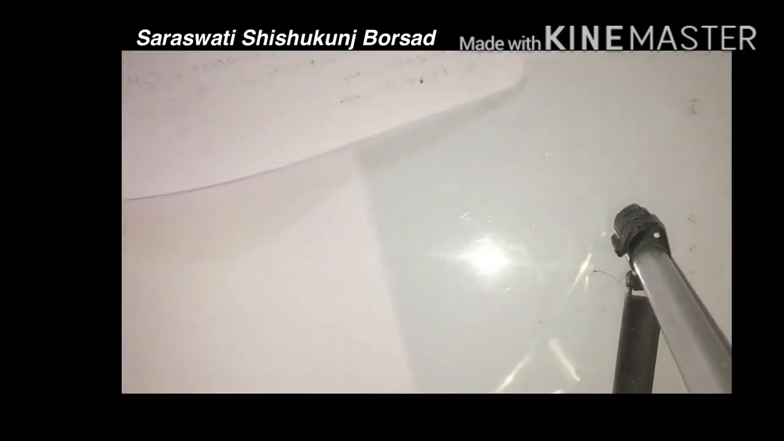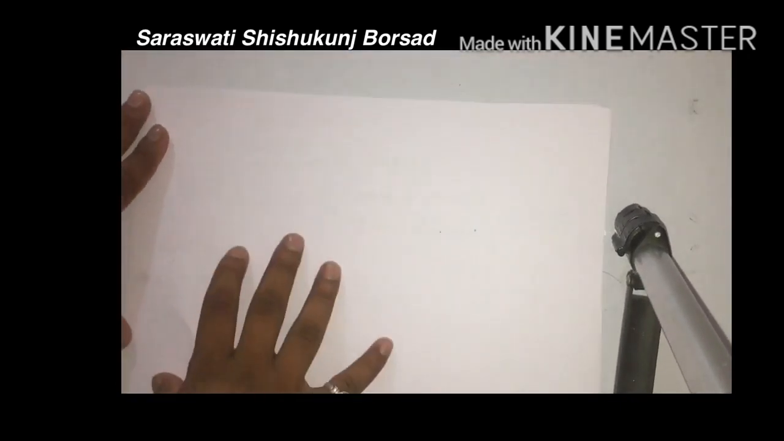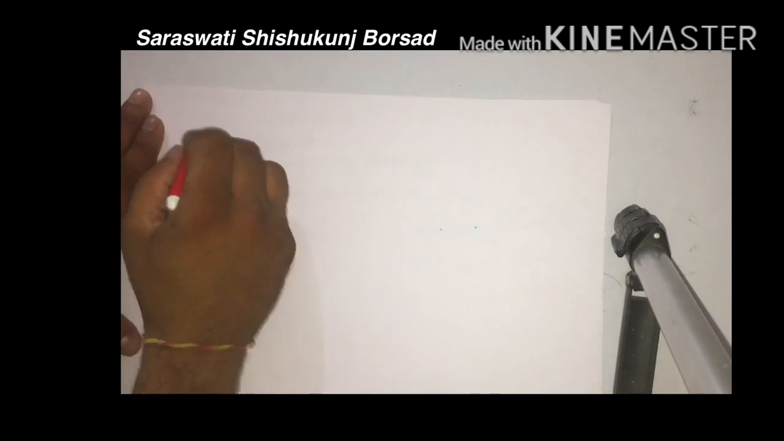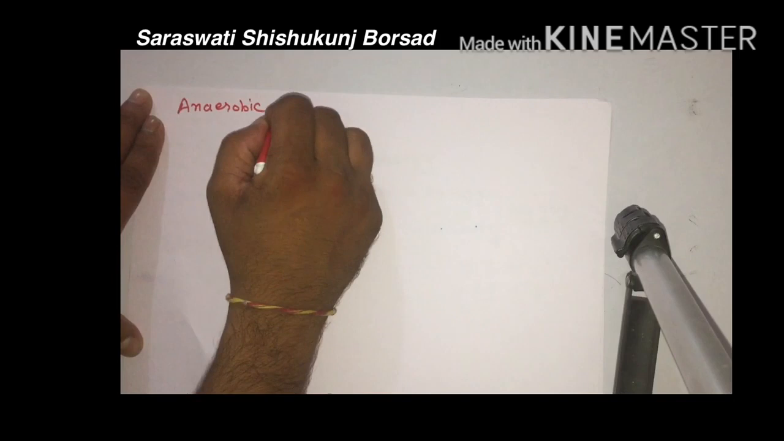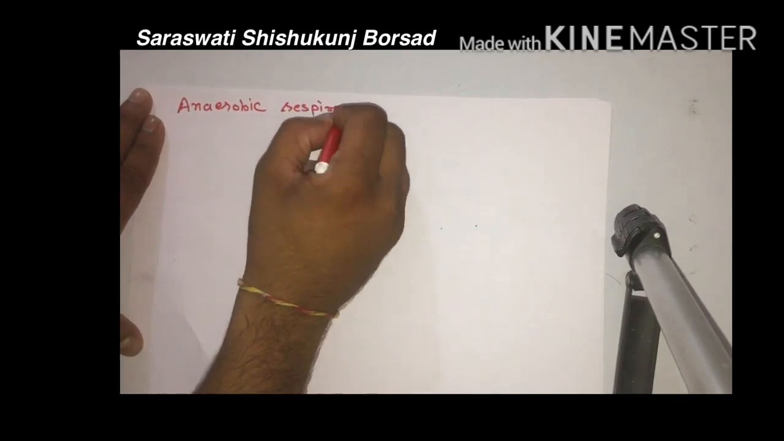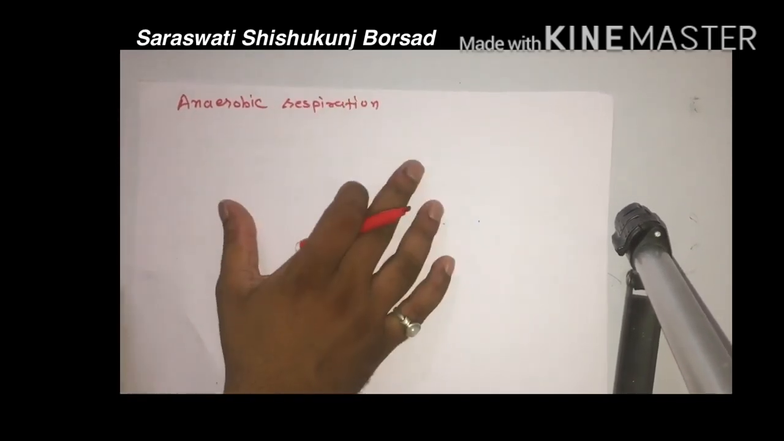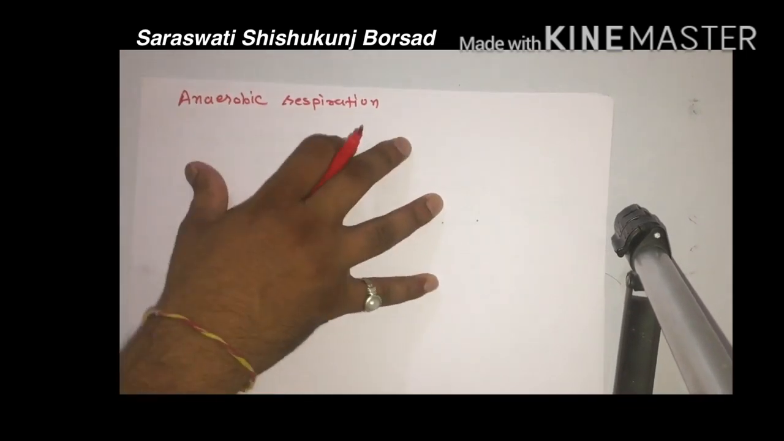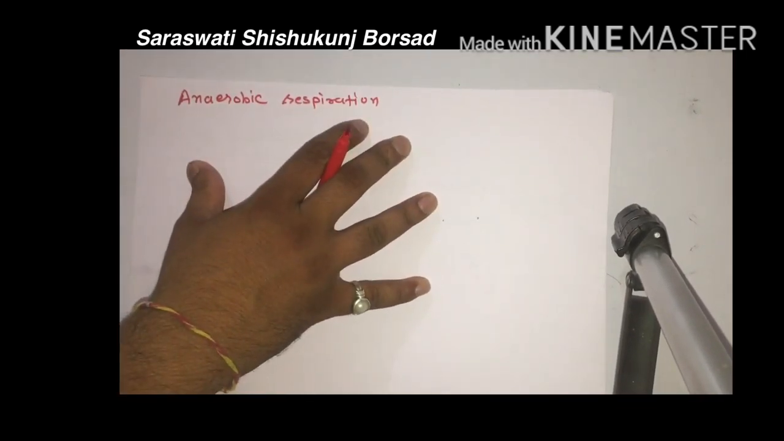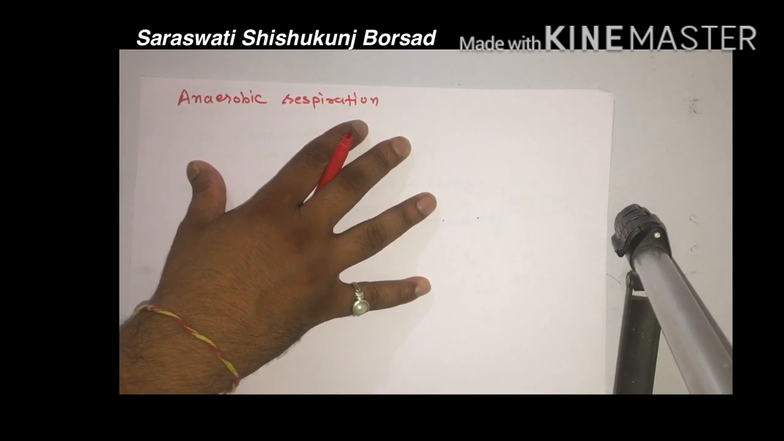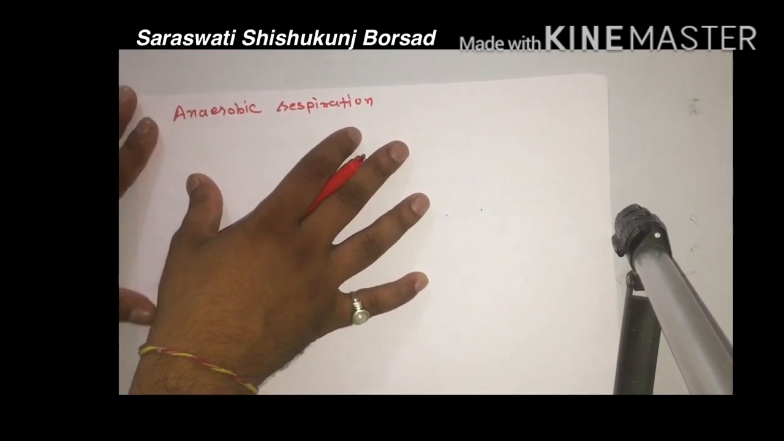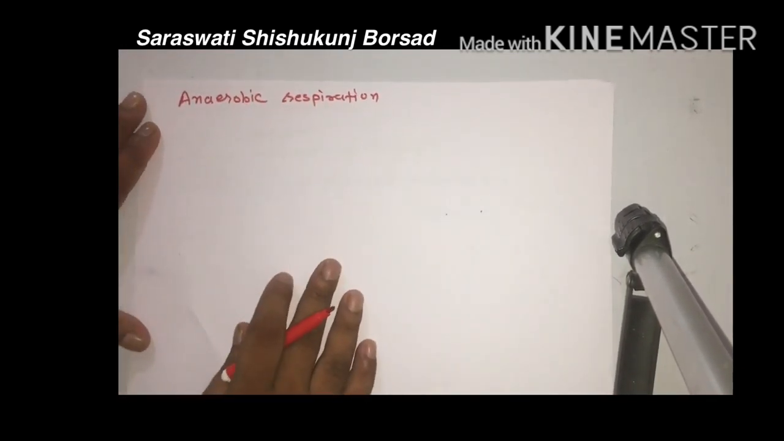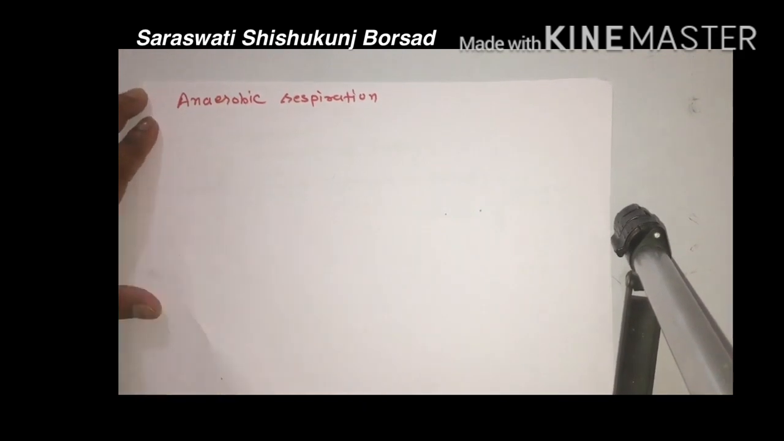Now let's understand how anaerobic respiration is done. So let's start. First of all, understand that in anaerobic respiration there will be 2 types. One will be alcoholic fermentation and the other will be lactic acid fermentation. In alcoholic fermentation we will get alcohol, right, and in lactic acid fermentation we will get lactic acid. Let's see it in detail.